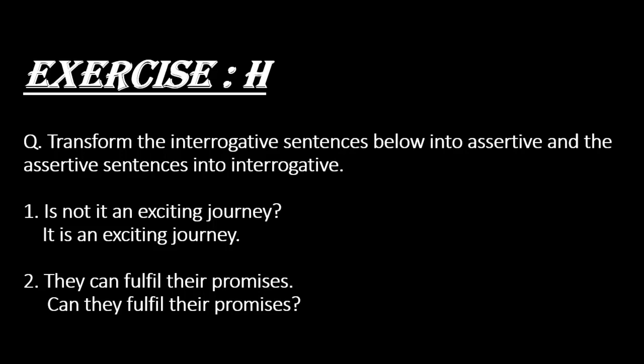The second one is, they can fulfill their promises. This is an assertive sentence. Okay. Because we are giving some information about someone else. So what we have to do is change it into an interrogative sentence. Can they fulfill their promises? We change an assertive sentence into an interrogative sentence.